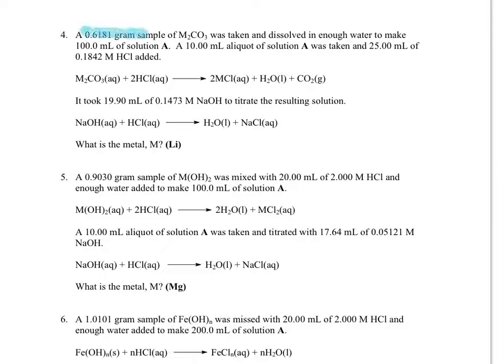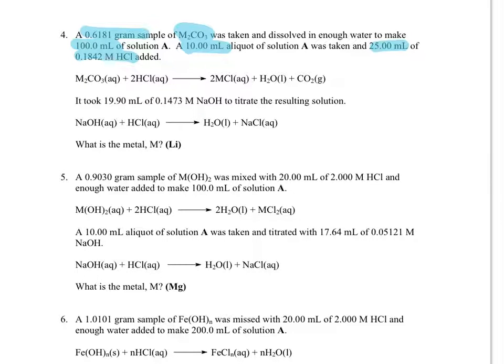In this one we know the mass, but we wouldn't be able to work out the MR because M is the unknown metal. However, we know that that mass was dissolved in 100 centimetres cubed, and we know that only a tenth of that was taken and reacted with 25 centimetres cubed of HCl.